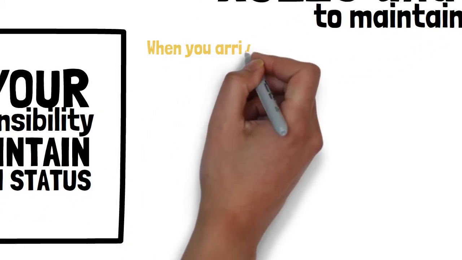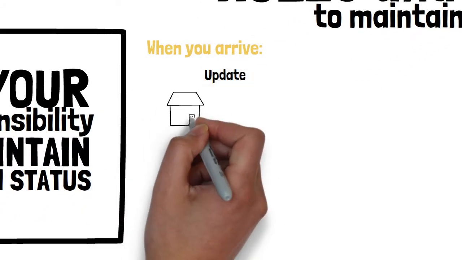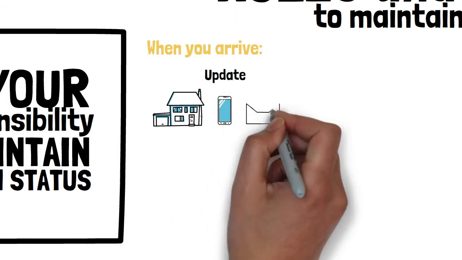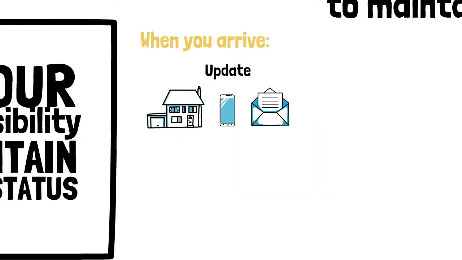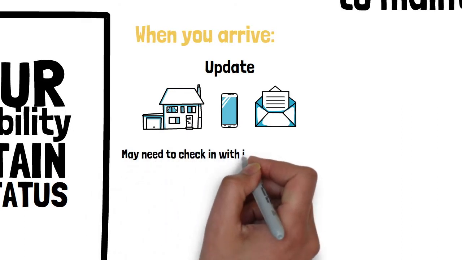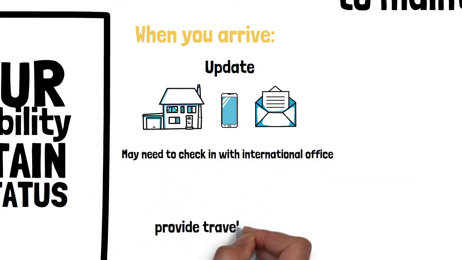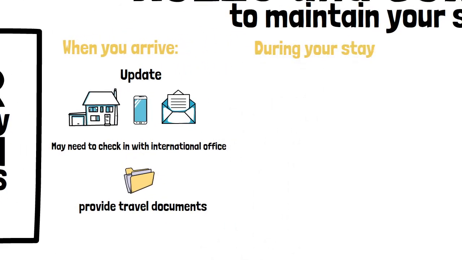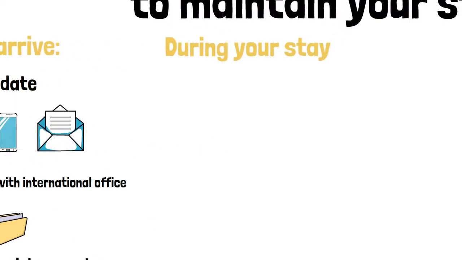When you arrive, you will be required to update your local physical address, phone number, and current email address. You may also need to check in with the international office and provide them with copies of your travel documents. During your exchange program, you will need to adhere to several key immigration requirements.